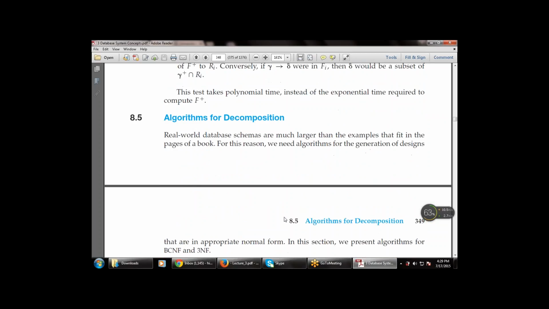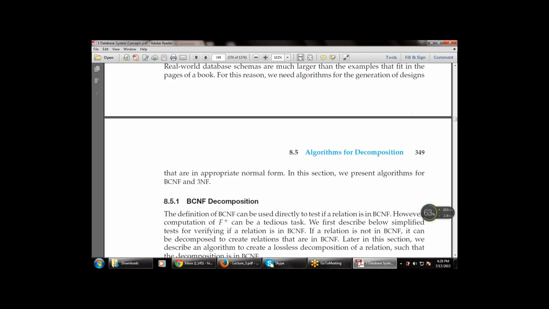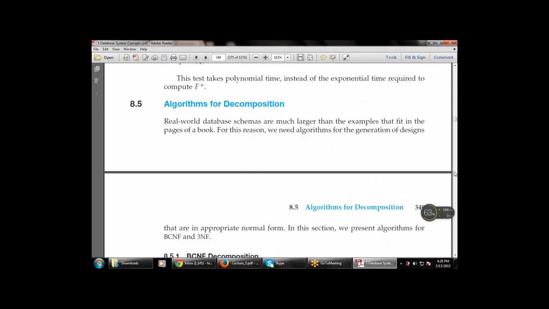Then next is the algorithm for decomposition, that is today's topic basically: what are the various algorithms that are available for the decomposition. So let's start with the algorithm for the decomposition. Now, what are the various algorithms that are used for decompositions?